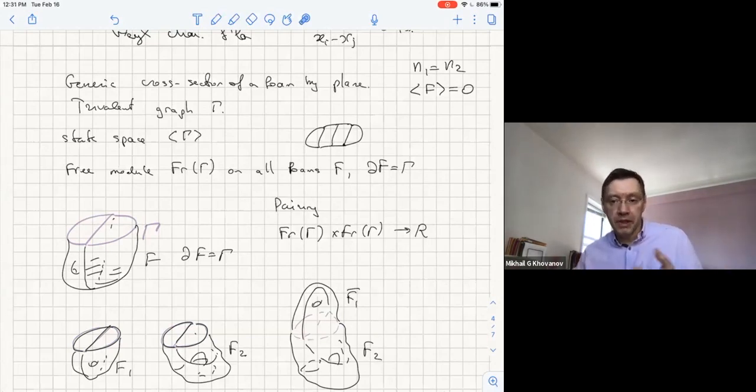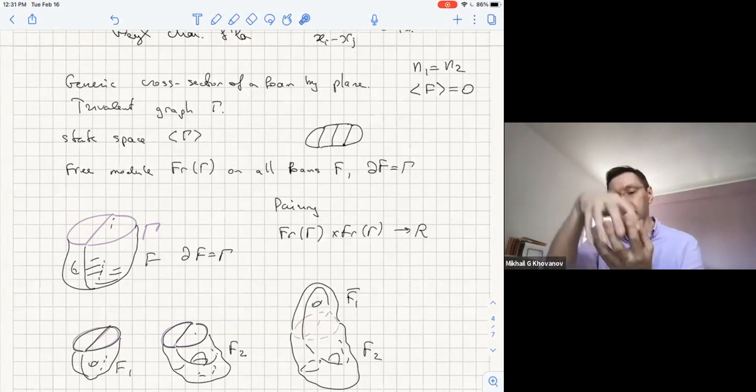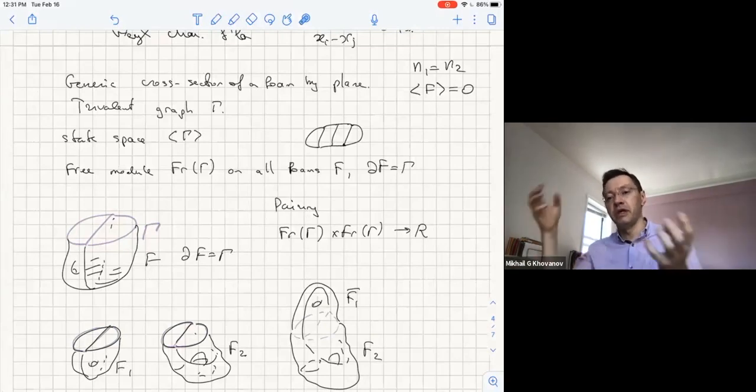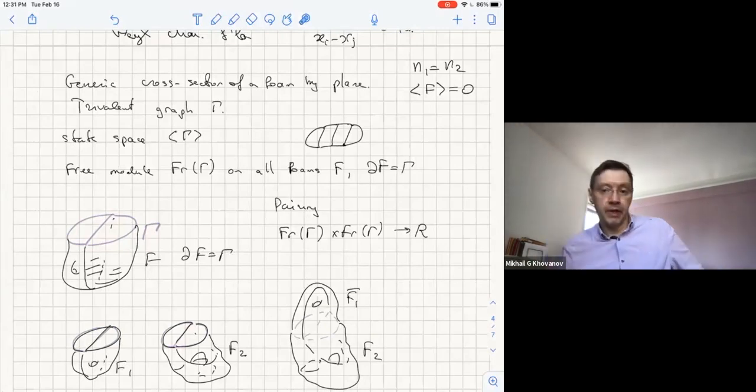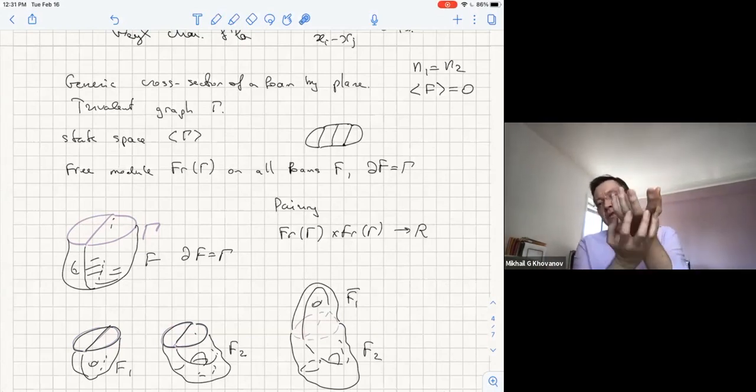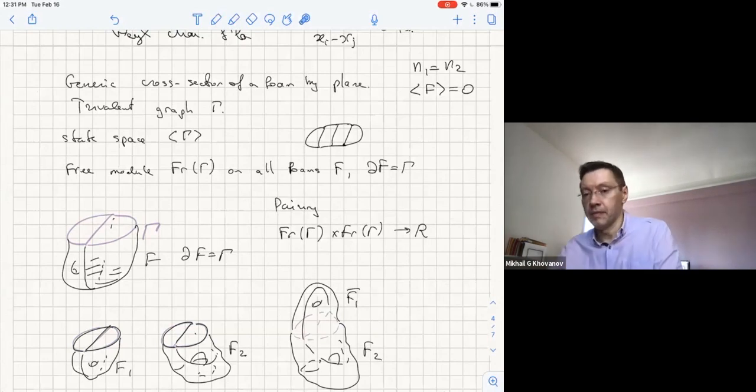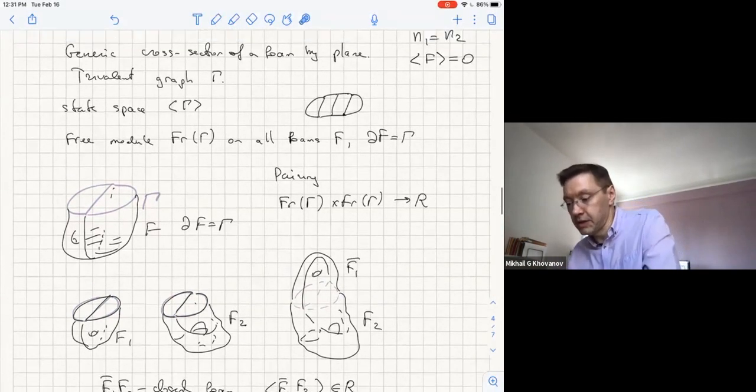And on the space of linear combinations, you can build a bilinear form. Just take two such objects and glue them together to get a closed object, and then apply your evaluation to get a number. So this gives you a bilinear form on the vector space with the basis all possible n-dimensional objects with a given boundary. And you can take the quotient, you can mod out by the kernel of this form. And sometimes that's interesting. So let's see how it works in this case.